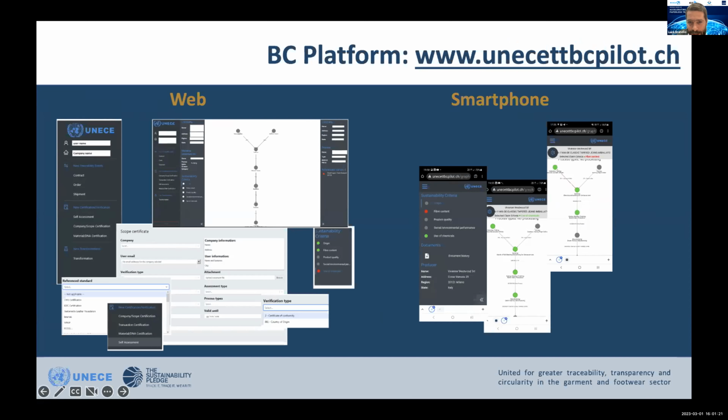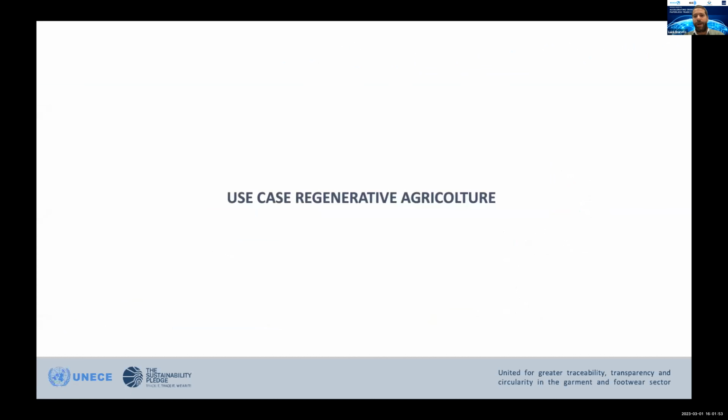So a red dot means that there is a risk which is not being addressed. A green dot means that there is a risk that has been addressed. A certificate has been declared by the manufacturer or brand or whichever actor is involved in that specific stage. The certifier has been automatically notified and they have verified that certificate and approved it. So this is in a nutshell our project, what we've been working on, the whole team, for a few years now.